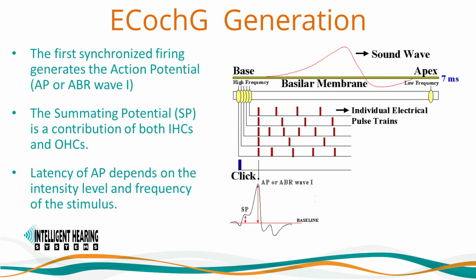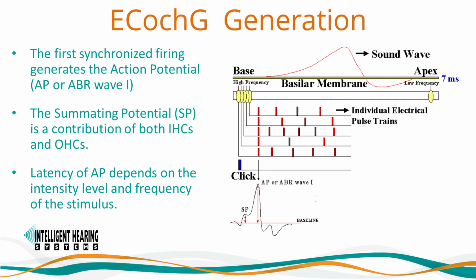eCoG is an objective test measurement of electrical potentials generated in the inner ear and the auditory nerve in response to sound. There are three eCoG components: the cochlear microphonic, the summating potential, and the action potential. The cochlear microphonic arises from outer hair cells in the cochlea. The summating potential arises from the cochlea with major contributions from the inner hair cells. The action potential is generated by fibers in the distal or cochlear end of the auditory nerve, the eighth cranial nerve.